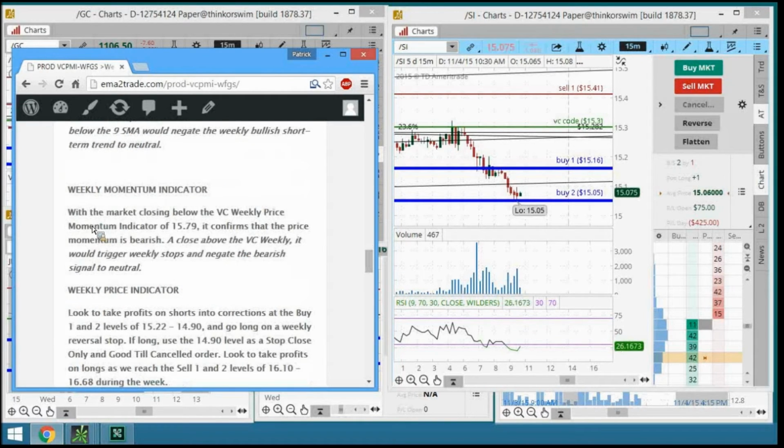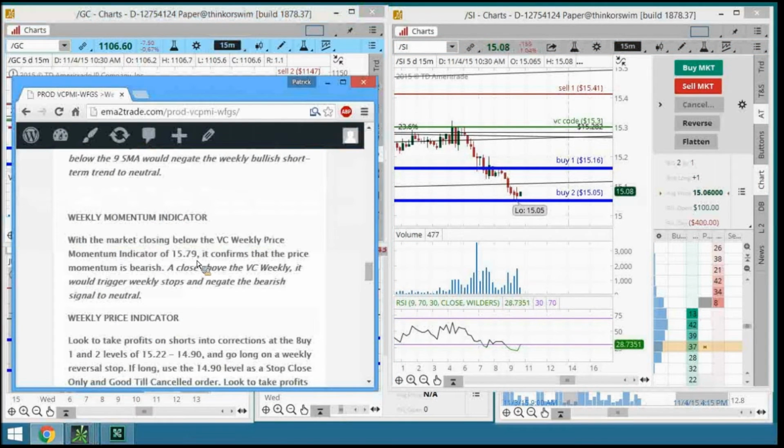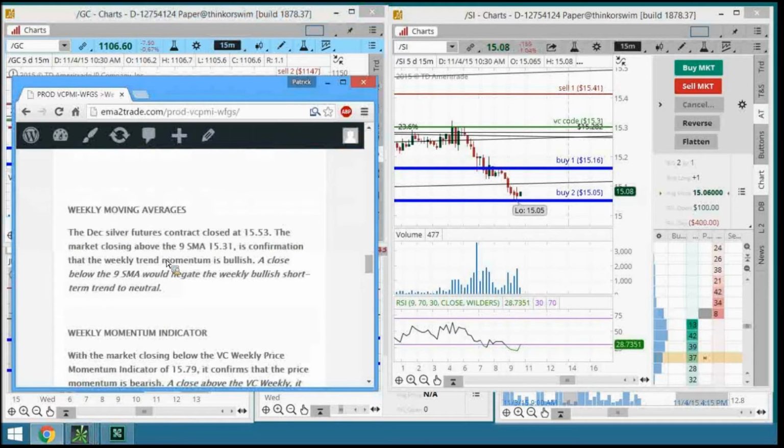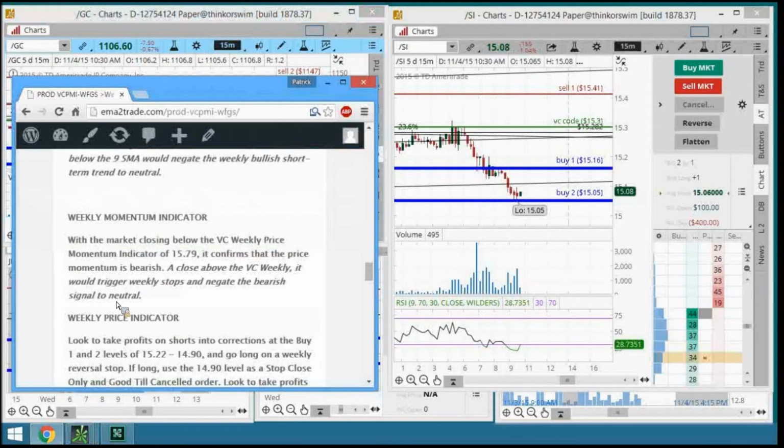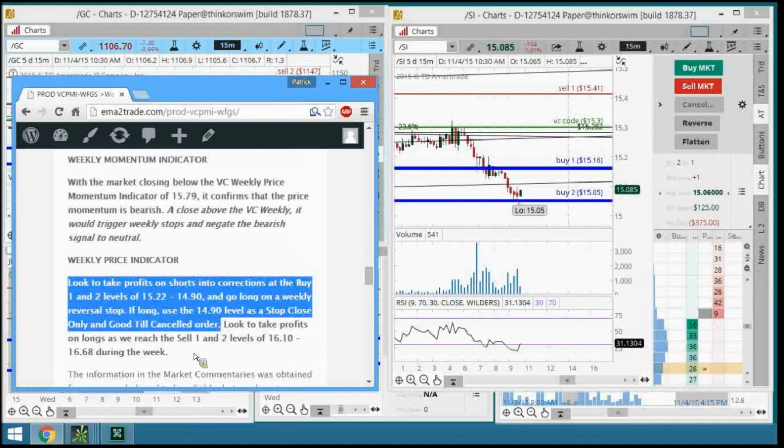But using the next indicator of the algorithm, which is the mean of the week, the average of the week of 1579, closing below that, we came in a bit bearish. So it activated basically the buy one and buy two levels on the weekly signal. And it basically told you right here to look to take profits into corrections at the buy one and two levels on shorts at the buy one and two levels of 1522 to 1490.